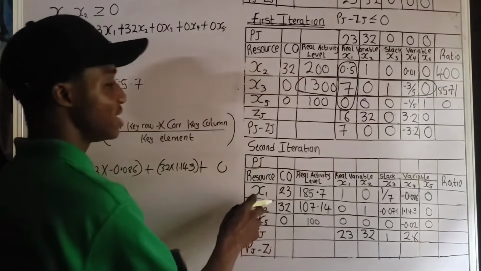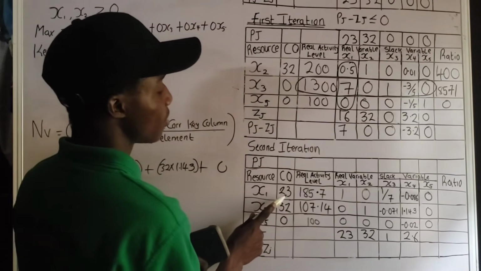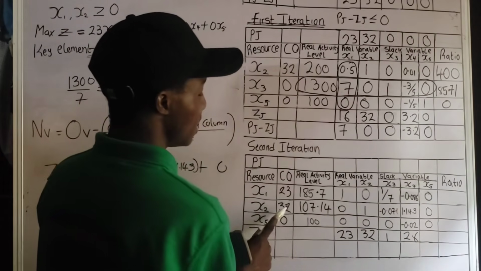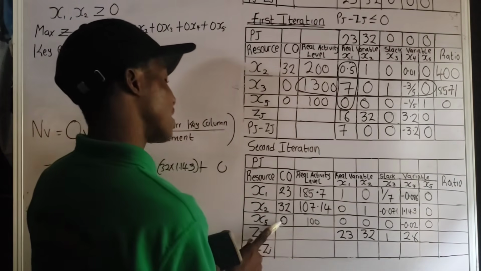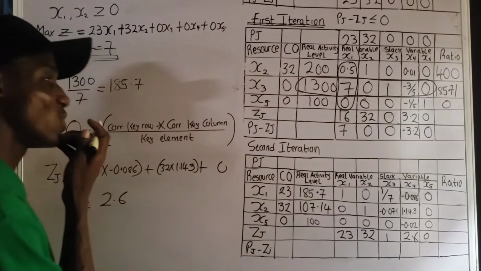Okay, the Zj of x5 will be what? 0, because when I add the product of 23 times 0, that is 0. 32 times 0, that is also 0. 0 multiplied by 0, that is also 0. So that is the value of Zj of x5.